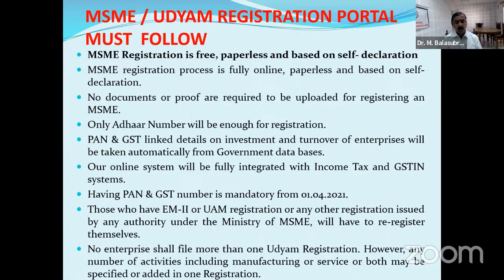Those who have EM2 or UAM registration or any other registration issued by any authority under the Ministry of MSME will have to re-register themselves under Udyam. No enterprise shall file more than one Udyam registration. Even if you have 2 units, you have to register with one registration number only. However, any number of activities, including manufacturing or service, or both, may be specified or added in one registration. Next, please.